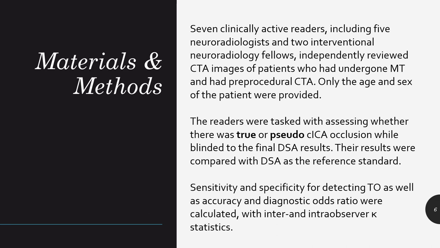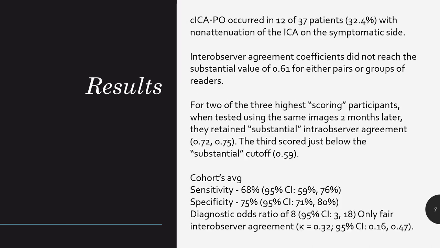The readers were then tasked with assessing whether there was true or pseudo cervical ICA occlusion while blinded to the final DSA results. Their results were compared with DSA as the final reference standard. Sensitivity and specificity for detecting the true occlusion, as well as accuracy and diagnostic odds ratio, were calculated with inter- and intra-observer kappa statistics. Cervical ICA pseudo-occlusion occurred in 12 of 37 patients, 32.4%, with non-attenuation of the ICA on the symptomatic side.